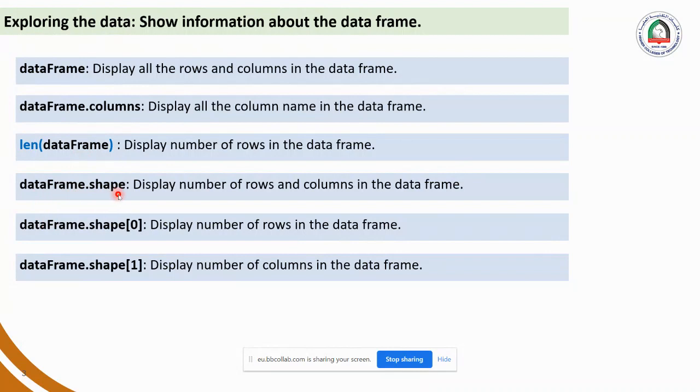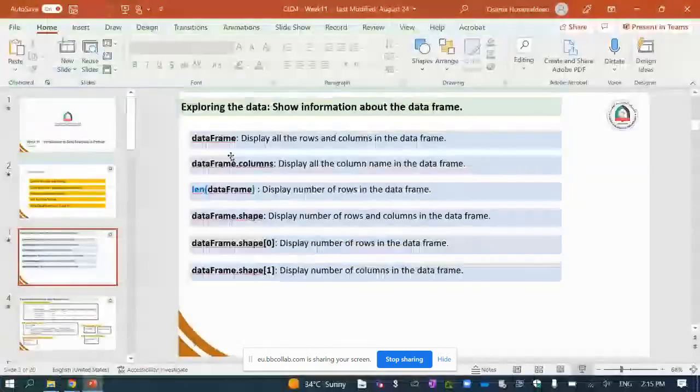And data frame.shape is going to display the number of rows and columns of the data frame. The data frame.shape of zero is going to display how many rows there are in this data frame. And finally, the data frame.shape of one is going to display how many columns there are. All of these commands are very easy and straightforward. Whenever you write them down, you will see the immediate result. But first of all, we have to read the Excel sheet. So the first thing to do is to read an Excel sheet and then start to work on it.